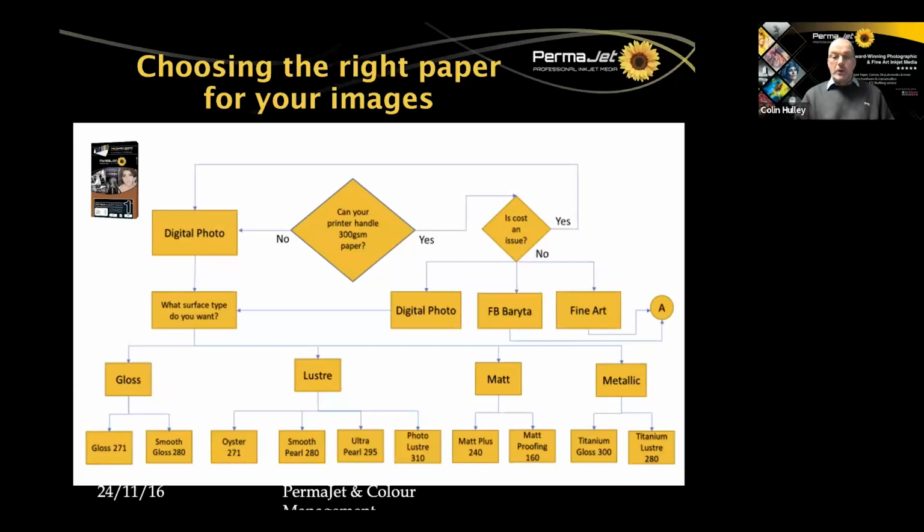You've then got Ultra Pearl 295, slightly heavier. And this paper has got a pronounced stipple finish to it. So it's very robust, very hard wearing. A lot of photographers use it for preview albums, where an album is going to be handed around a number of people, maybe a family within a wedding, to choose images. So it's very robust, doesn't show finger marks, doesn't scratch easily.